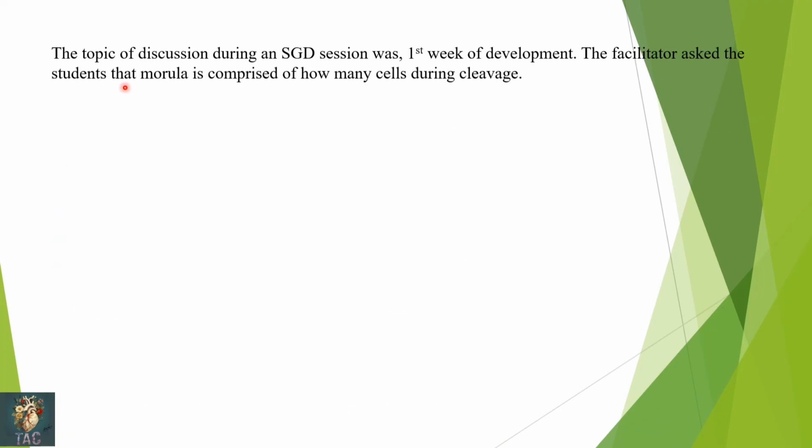Next, the topic of discussion during an SGD session was first week of development. The facilitator asked the student that morula is comprised of how many cells during cleavage. A very simple question, maybe 2 cell, 4 cell, 8 cell, 16 or 64. So we know that morula is composed of 16 to 32 cells. So here 16 cell is given, so this is the correct option.